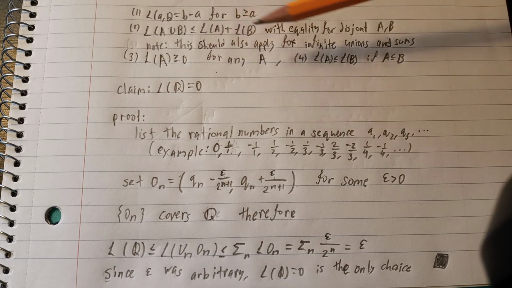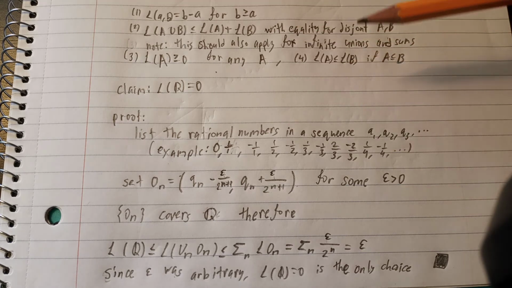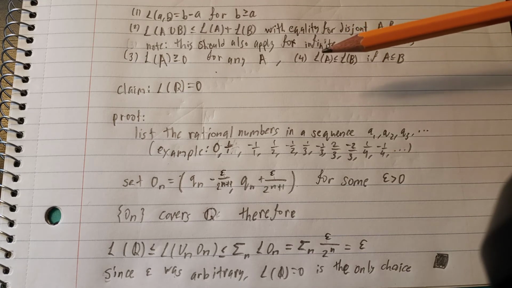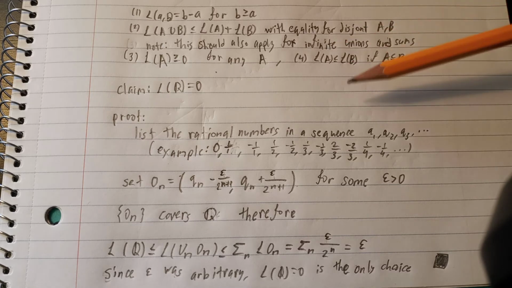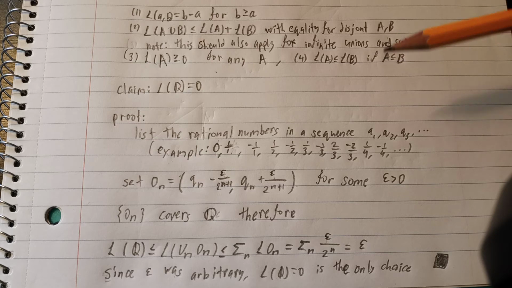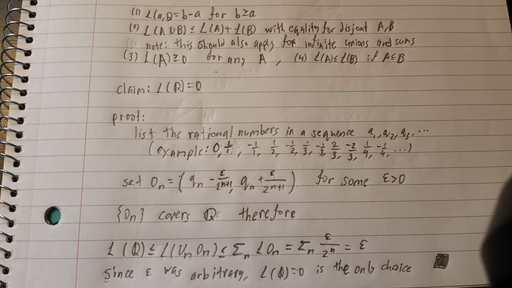And this should also apply for infinite unions and sums. That just seems pretty obvious. The length of a set should always be non-negative. And finally, we should have the length of a subset less than or equal to the length of the total set. So that's property number 4. So these 4 properties are like common sense things that any sort of notion of length that's reasonable should have.